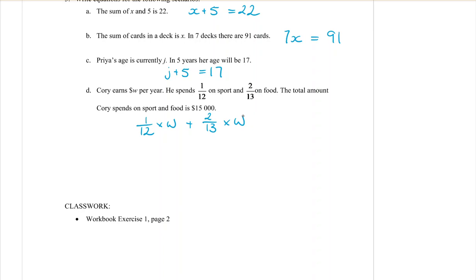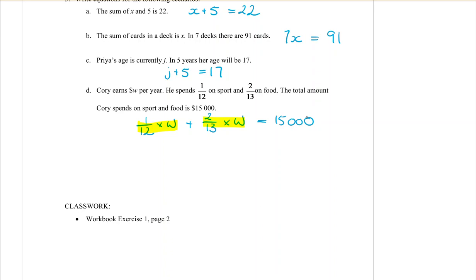So of means times. In total, each one of those, this is how much he spends on sport. The second one is how much he spends on food. In total, we're told that that equals $15,000. Now that is an equation.